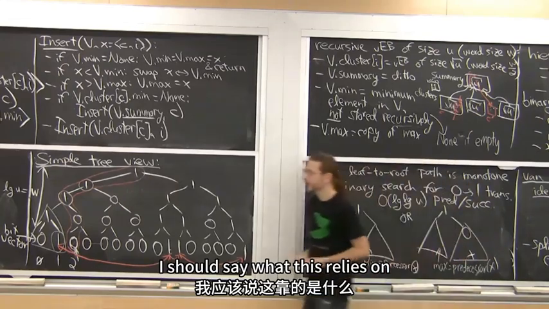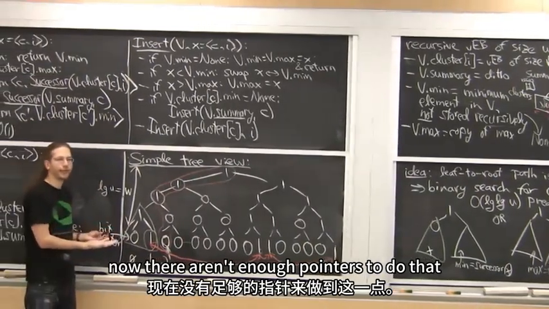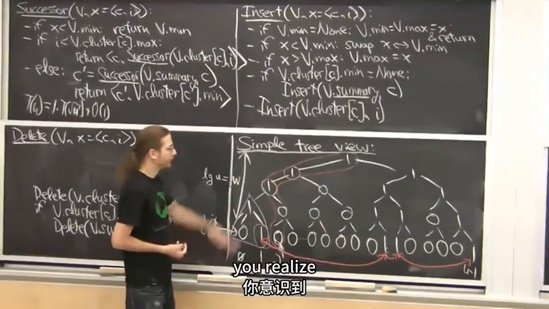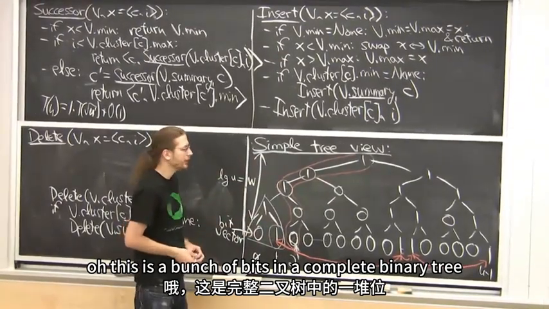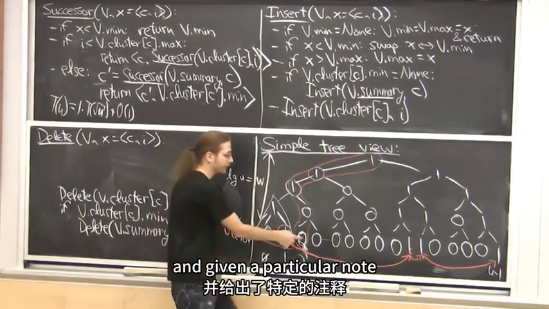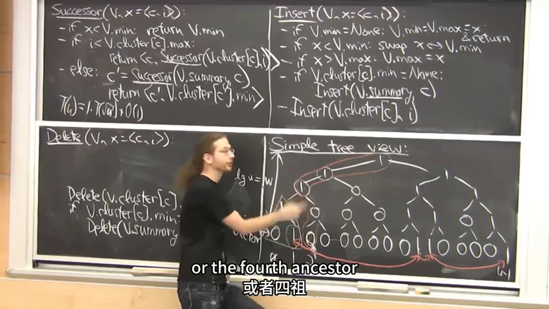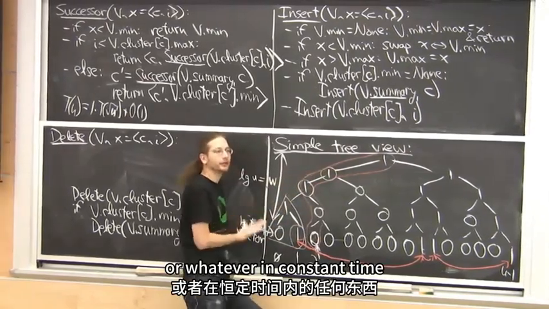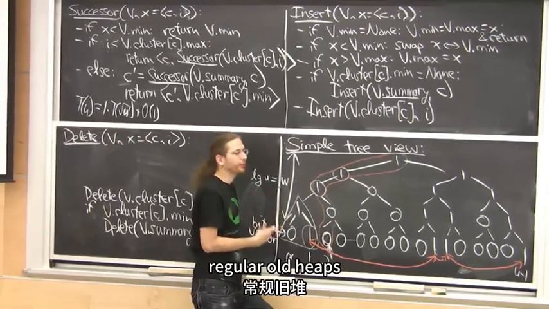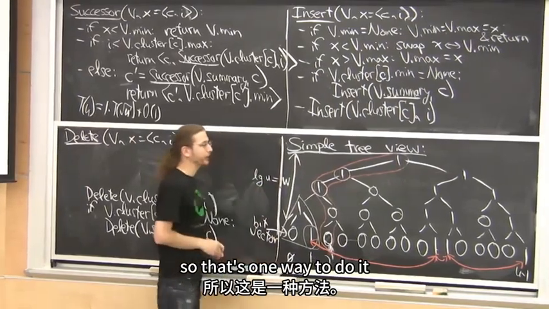I should say what this relies on is the ability to binary search on any root to node path. Now, there aren't enough pointers to do that. So you have a choice. Either you realize, oh, this is a bunch of bits in a complete binary tree, so I can store them sequentially in an array, and given a particular node position in that array, I can compute what is the second ancestor or the fourth ancestor or whatever in constant time. I just do some arithmetic and I can compute from here where to go to there. It's like the heap, regular old heaps, but a little bit embellished because you have to divide by a larger power of 2, not just one of them. So that's one way to do it.